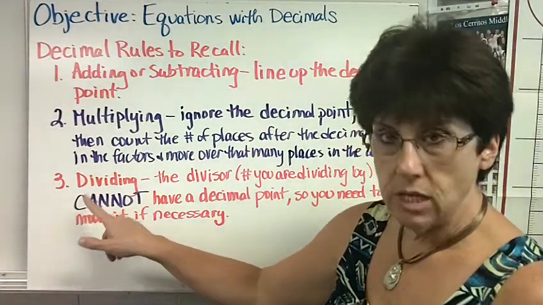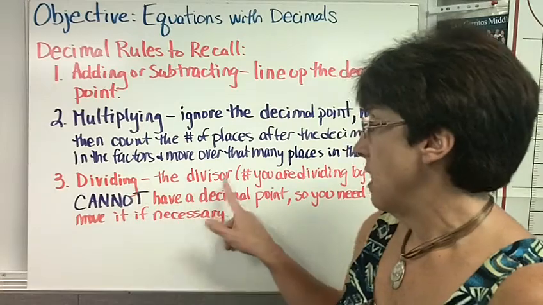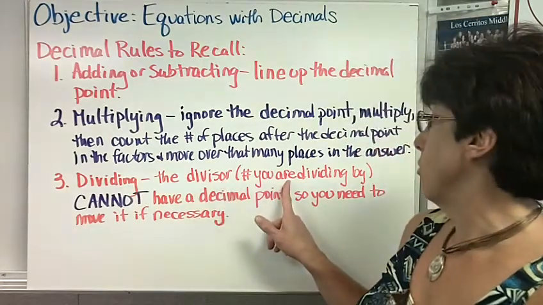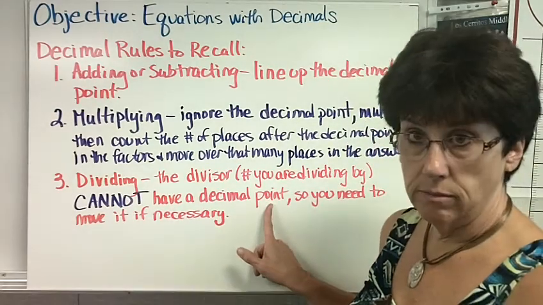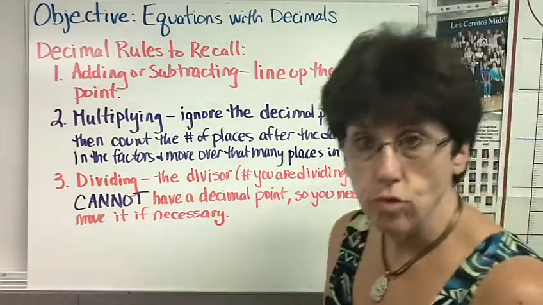Number 3, the third thing to recall is when dividing, the divisor, which is the number you are dividing by, cannot have a decimal point. So you may need to move it if necessary.